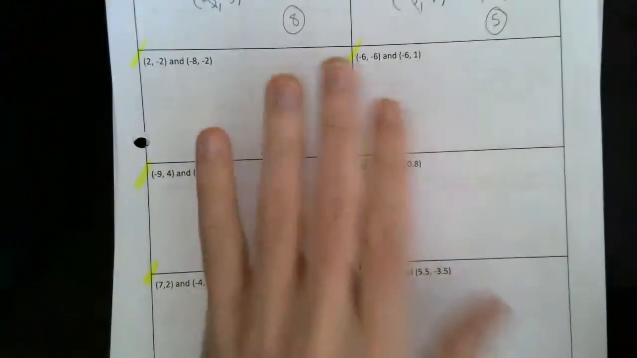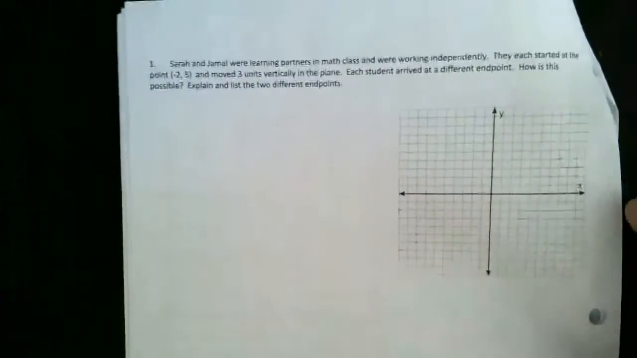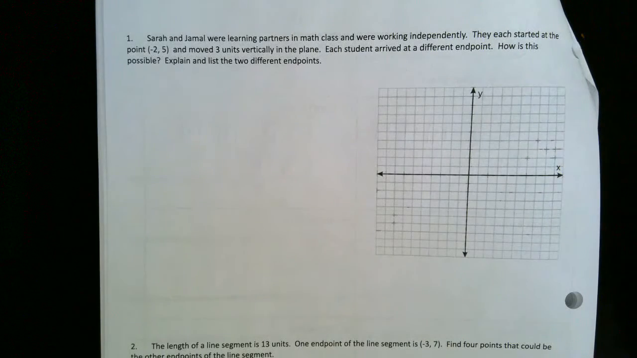And we're back. So you tried these, you should be done. You can check the answer page to see if you were right. Now we're going to try these 2 on the back. This first one on page 30 says, Sarah and Jamal were learning partners in math class and were working independently. They each started at the point -2, 5 and moved 3 units vertically in the plane. Each student arrived at a different endpoint. How is this possible? Explain and list the 2 endpoints.